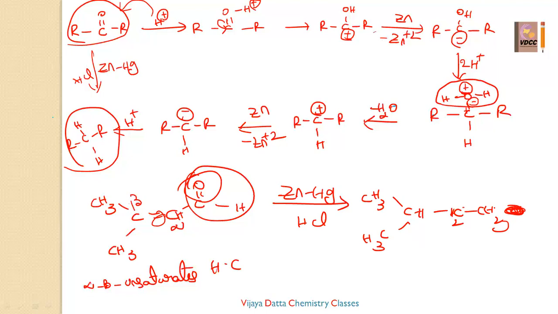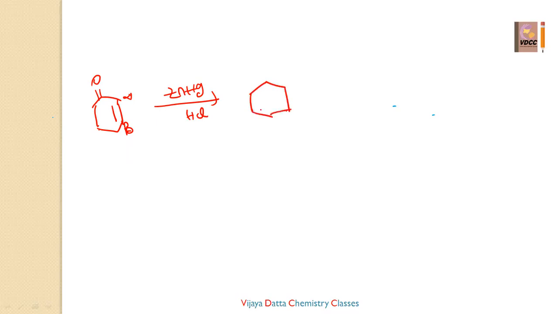Even one more example we can take, that is a ring structure. See here, this is the ring with C=O, it will be alpha, it will be beta. It is an alpha beta unsaturated compound. In presence of zinc amalgam and HCl, it will be completely converted to cyclohexane. So complete reduction takes place for the alpha beta unsaturated compounds.